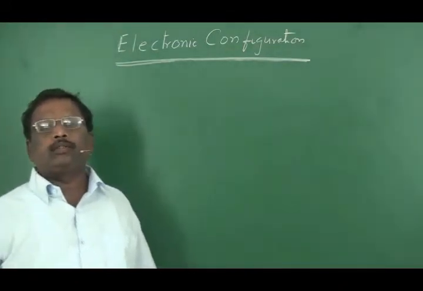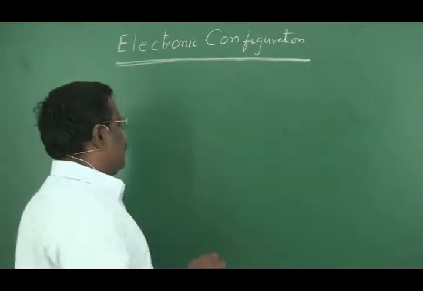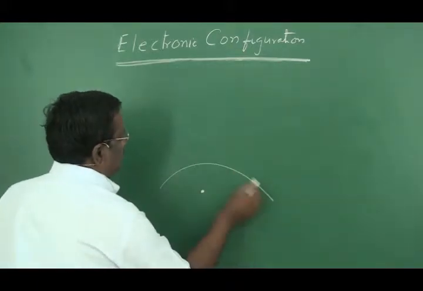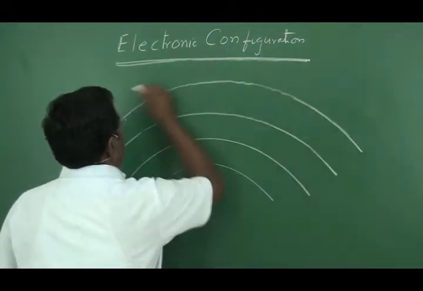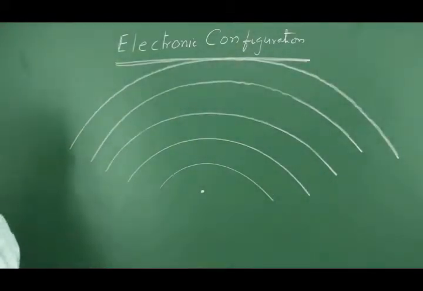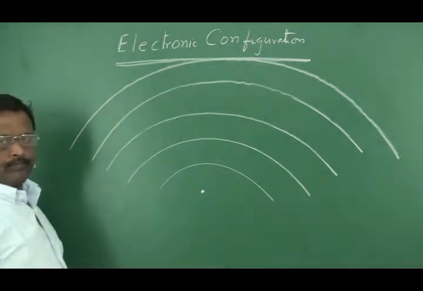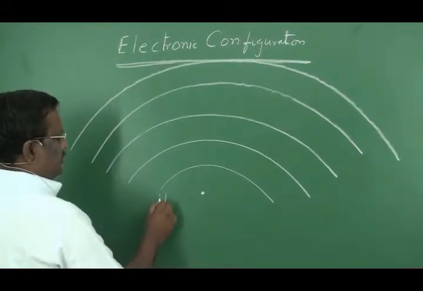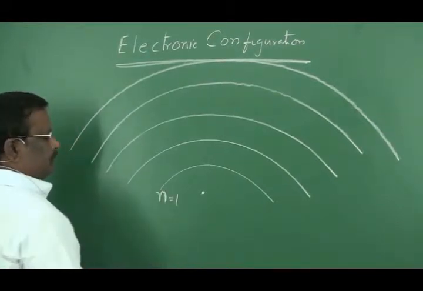From quantum numbers, we are able to know that around the nucleus there are certain energy levels, which we call main energy levels. These energy levels are denoted with small n. This is the first energy level from the nucleus, so its n is equal to 1. Its n value is 1.